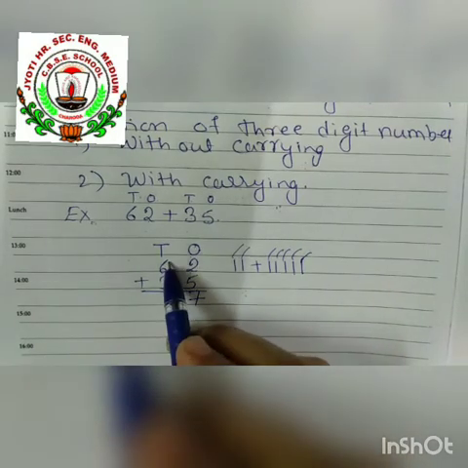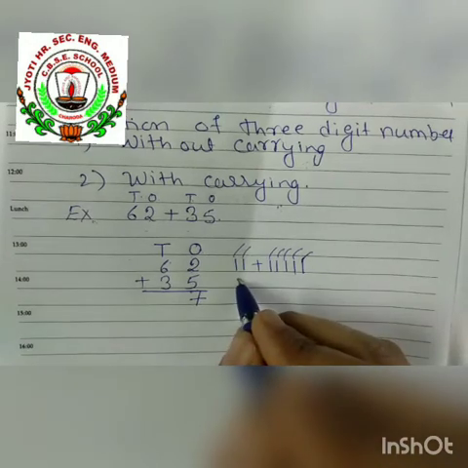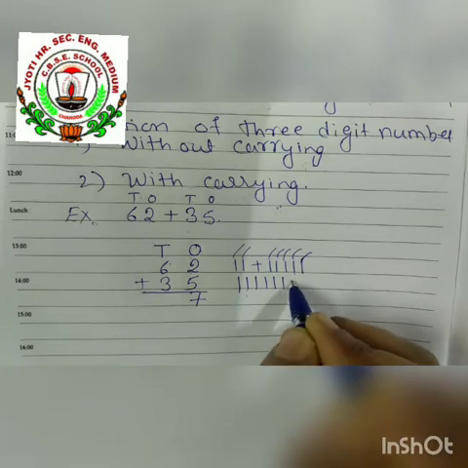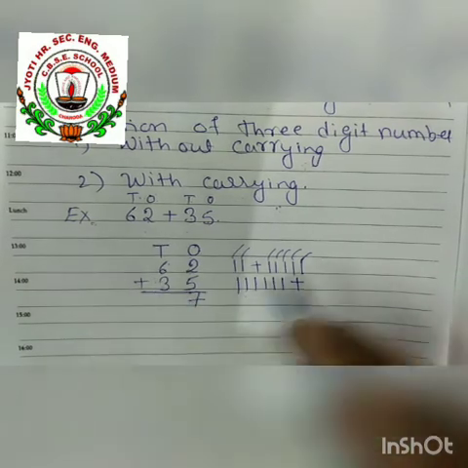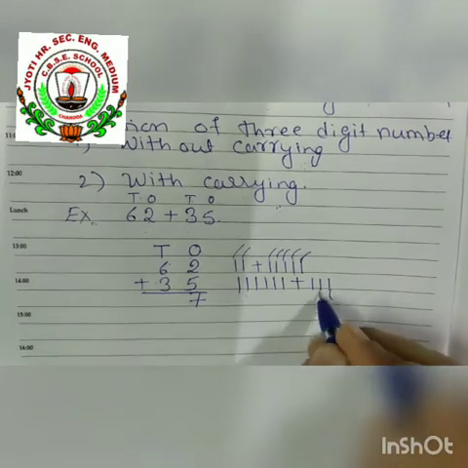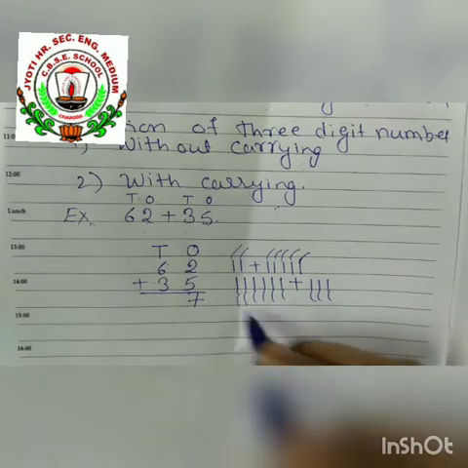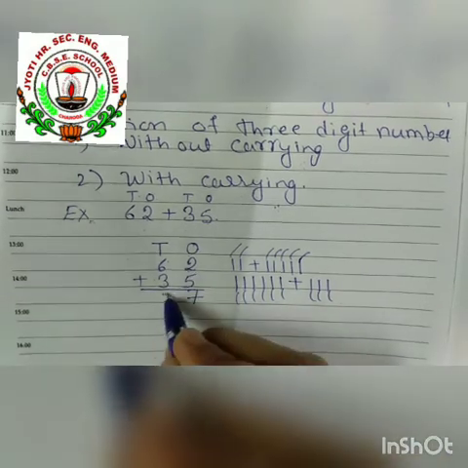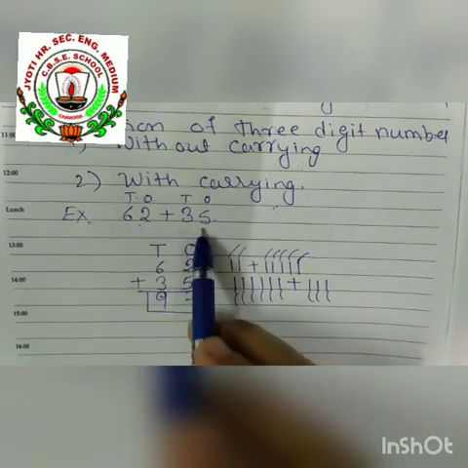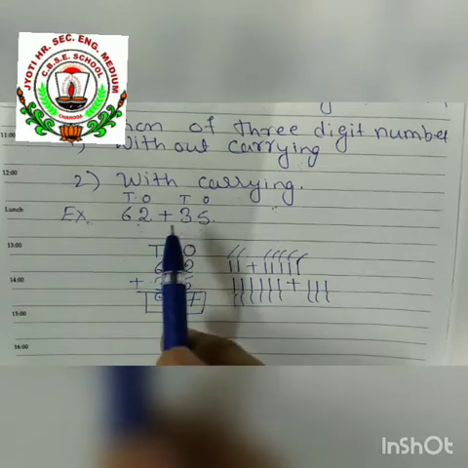Next we will add the digits in the tens place. It is 6 and 3. So first we will draw 6 lines. 1, 2, 3, 4, 5, 6. Next we will draw how many lines? Next is 3. So we will draw 3 lines. 1, 2, 3. So total 1, 2, 3, 4, 5, 6, 7, 8, 9. So how much did we get? 6 plus 3, 9. So we got the answer 97 on adding 62 plus 35. This is how we do the addition of two-digit numbers without carrying.